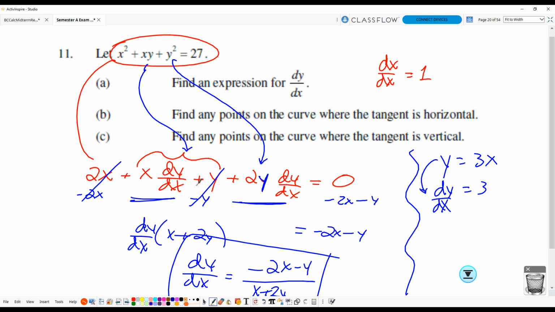Isaiah? Is dx like constant? Oh, it's not constant at all. I mean, it can be. What is the slope? How is it changing? If I have a horizontal line, what's the slope? 0, it's not changing. But if that's your slope, what is dy dx?